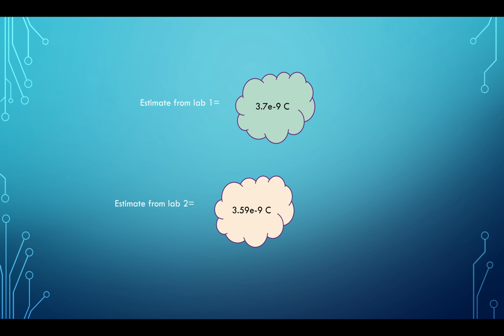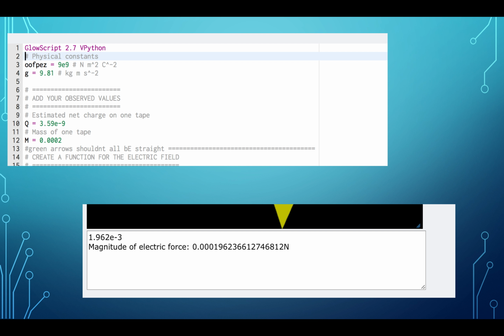The two estimates were 3.7 times 10 to the negative 9 coulombs in Lab 1 versus 3.59 times 10 to the negative 9 coulombs in Lab 2. They are relatively close in magnitude, although the value in Lab 2 is more precise and most likely more accurate. The value in Lab 2 was achieved by adjusting the value of Q in the code, as shown here, until the magnitude of the electric force that was calculated was very similar to the magnitude of the gravitational force on the tape. This was done by guessing and checking, but we started with the estimate for charge calculated in Lab 1. The values are printed out as shown below in order to compare them.